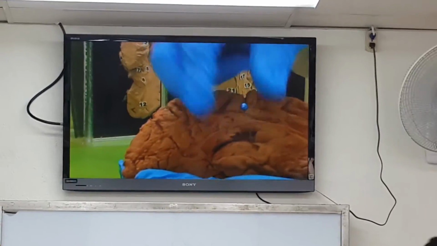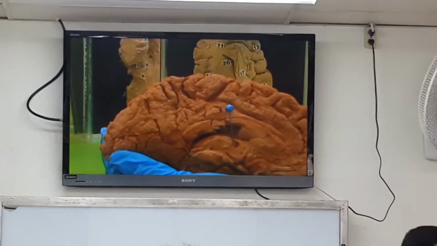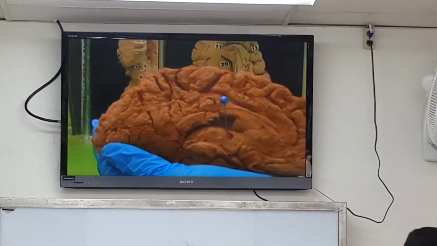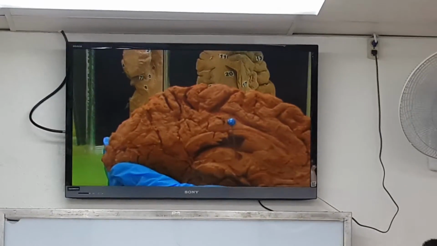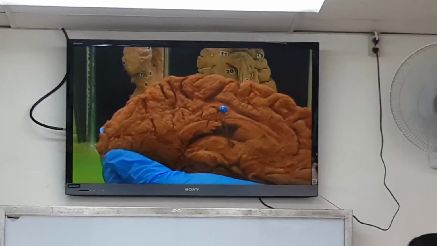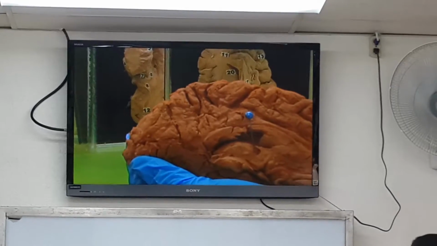Behind is the anterior end of the thalamus. So, the interventricular foramen: the anterior boundary is formed by the column of fornix. The posterior boundary of the foramen is formed by the thalamus, exactly the anterior end of the thalamus.